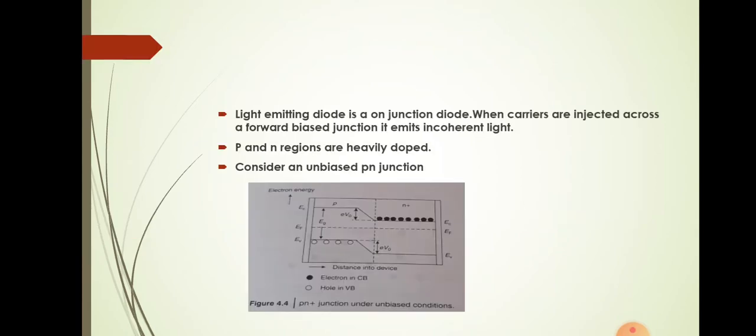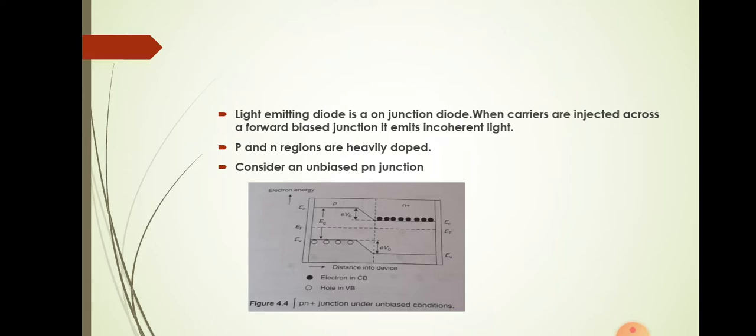First of all, what is a light emitting diode? You know that a light emitting diode is a PN junction. That means when a P-type material is joined with an N-type material, it forms a PN junction. When the carriers are injected across a forward biased PN junction, it emits incoherent light. That means in the case of a light emitting diode, the diode will emit light. The basic principle is spontaneous emission. That is the principle behind the light emitting diode.